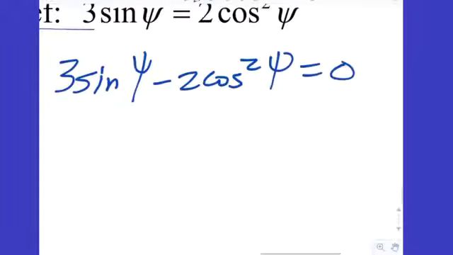All right, and now once we set it equal to 0, our goal is to factor it. We look for common factors. Do we have anything besides 1 or negative 1? Nope. Anything else? Nope. Can't factor anything out. So what to do? This is where identities come into play.